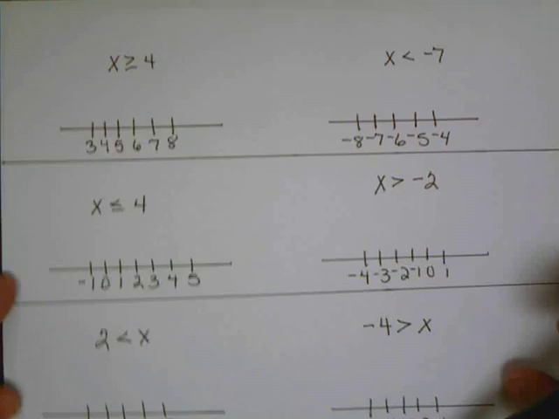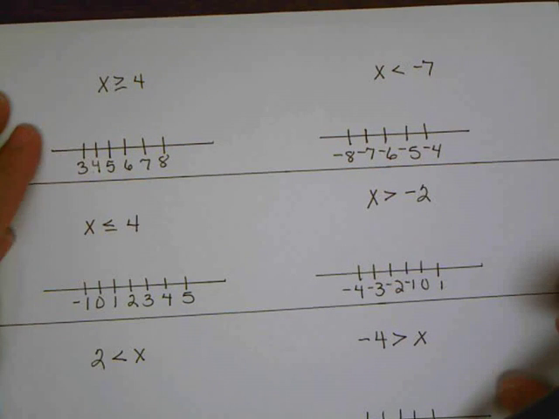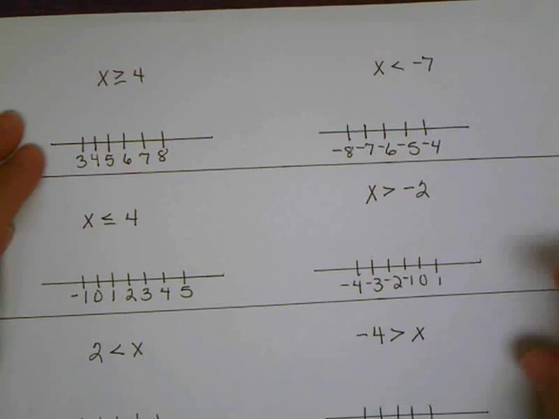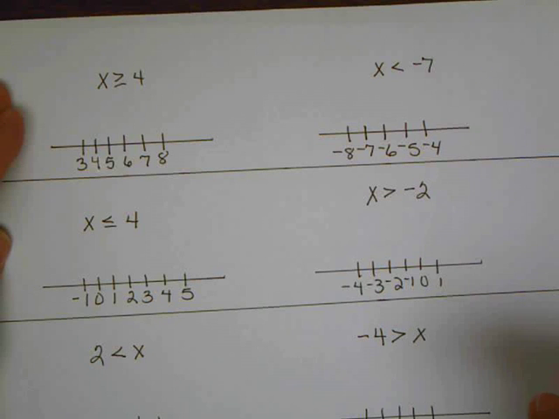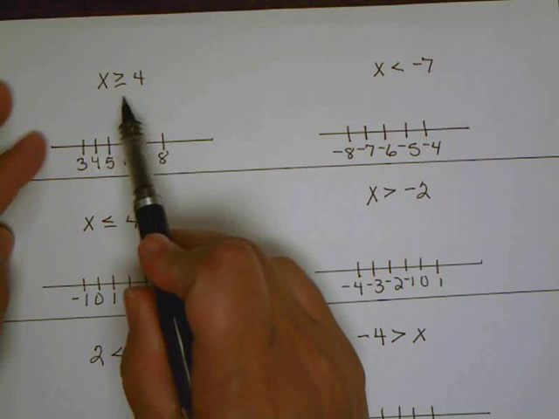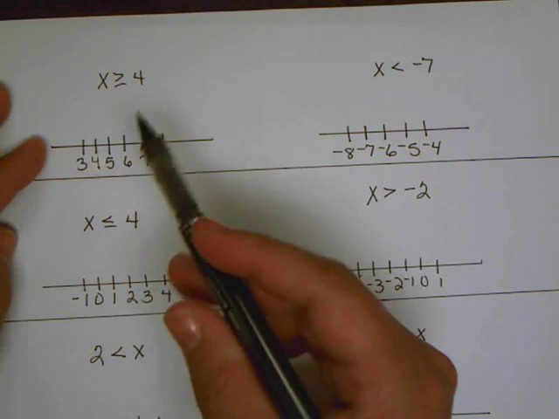I do want to remind you about when you graph the solution set of an inequality. I wrote a few down. You have to first decide whether the circle is open or closed. If the number is part of the solution set, it's closed. If it's not part of the solution set, it's open.